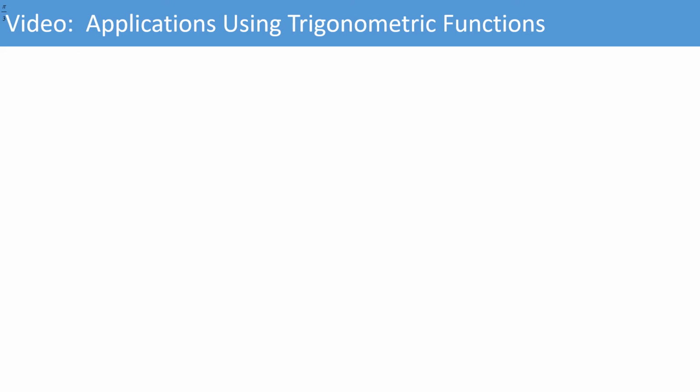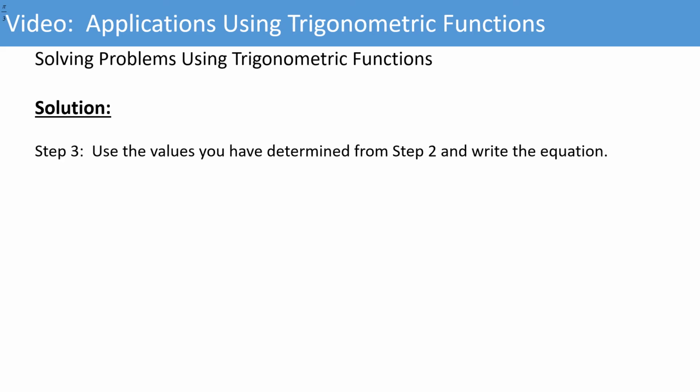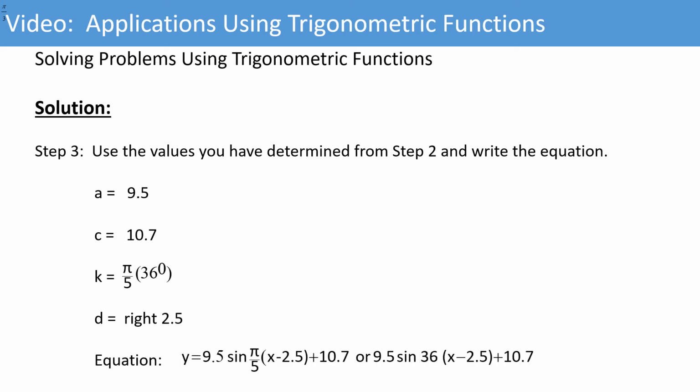Now, your solution, step 3. Use the values you have determined from step 2 and write the equation. A is 9.5, C is 10.7, K can either be pi over 5 or 36 degrees, D is to the right, 2.5, so our first equation is 9.5 sine (pi over 5)(x minus 2.5) plus 10.7, or 9.5 sine 36 degrees (x minus 5) plus 10.7.